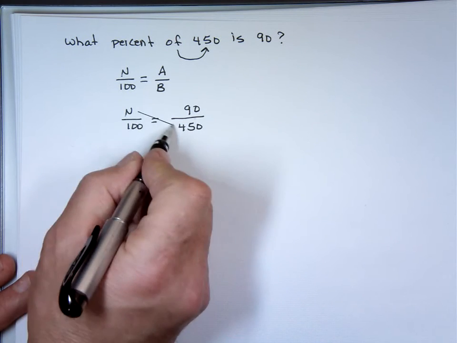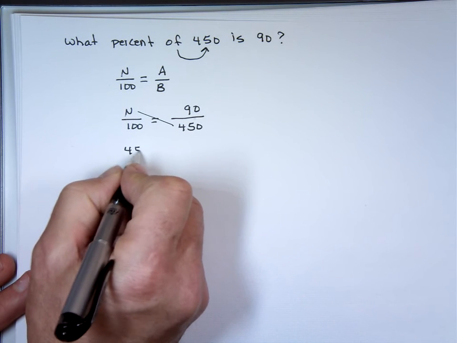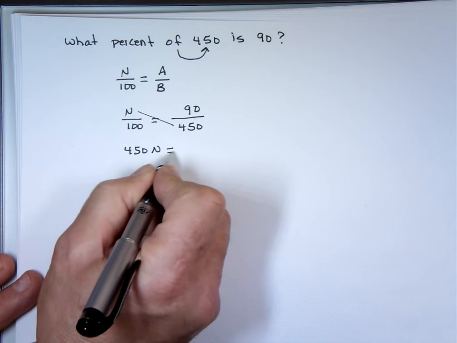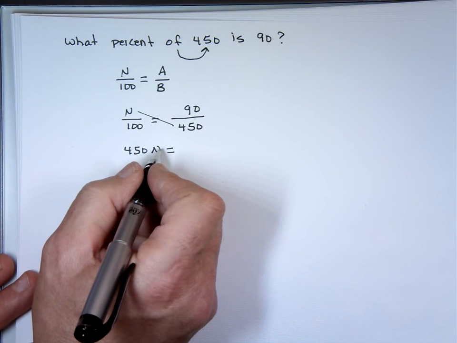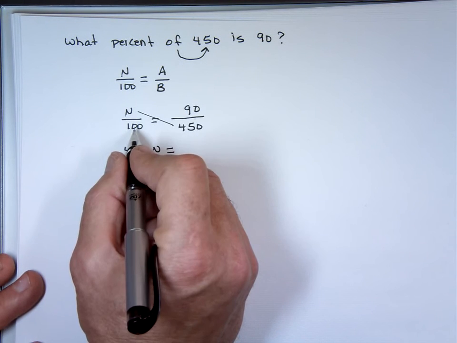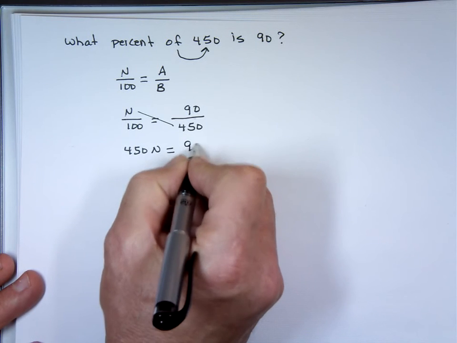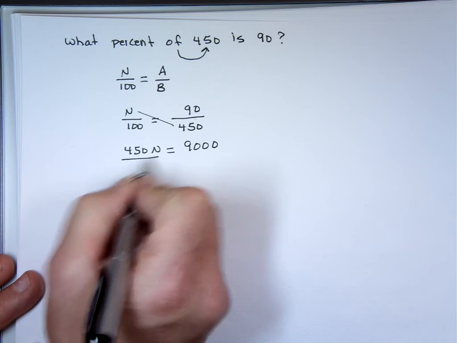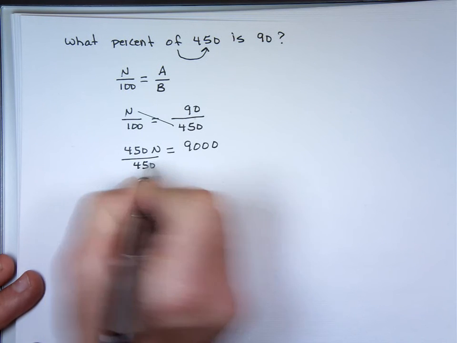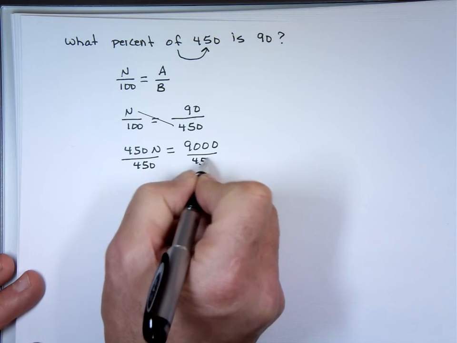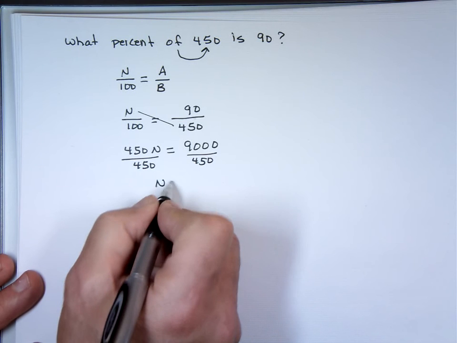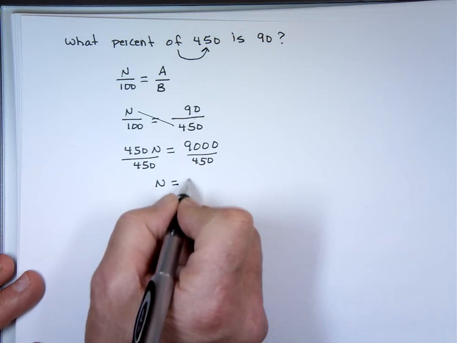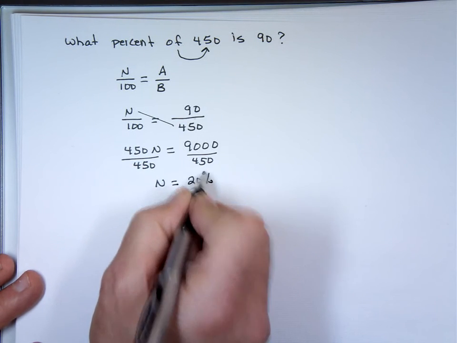Cross multiply. 450n equals what? Is that 9,000? To solve for n, you divide by what? 450? What's that, 20%? 20.